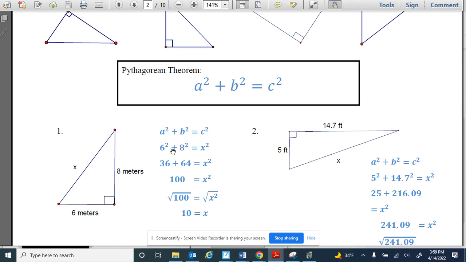So I'll go ahead and let the teacher pause the video here. Let everybody write down that first example. And then we'll go ahead and get ready for our second example.